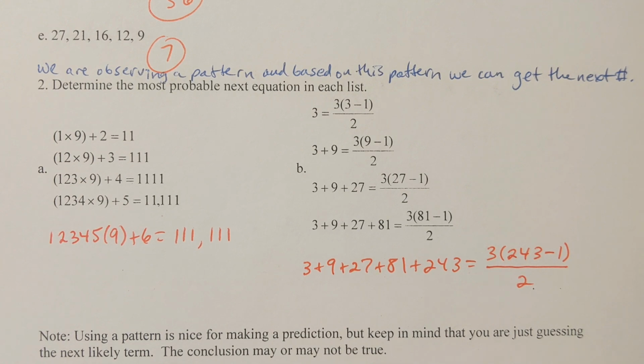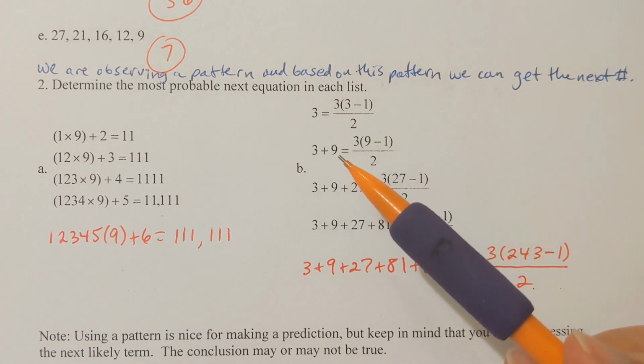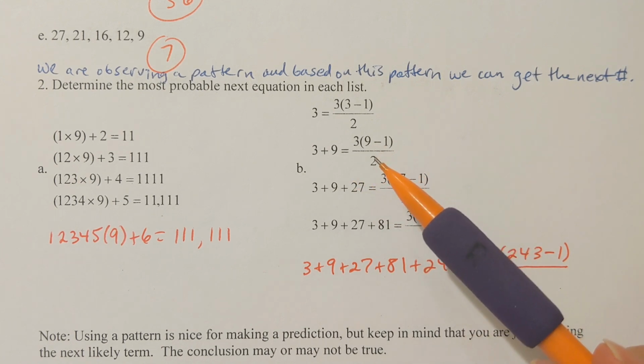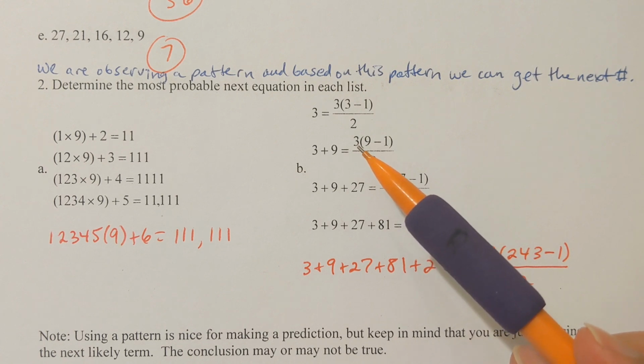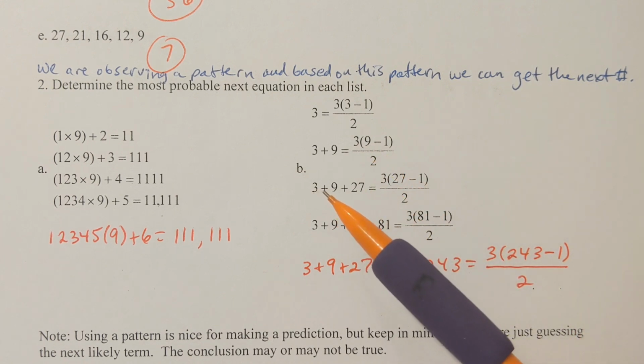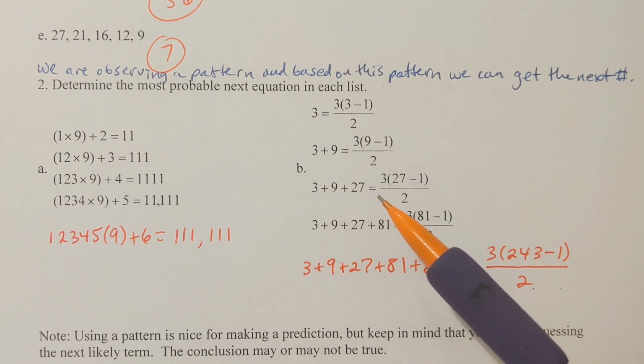If we have 3 equals 3 times (3 minus 1) divided by 2, well, 3 minus 1 is 2, so 3 equals 3. Okay. 3 plus 9 is 12. 9 minus 1 is 8, divided by 2 is 4, so 3 times 4 is 12. Okay. 3 plus 9 plus 27 is 39.